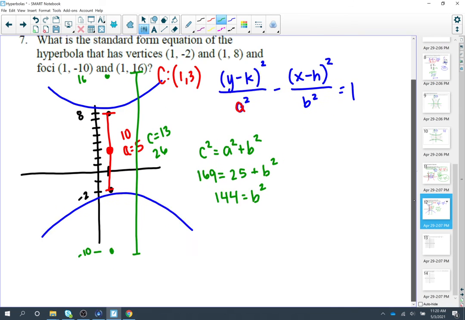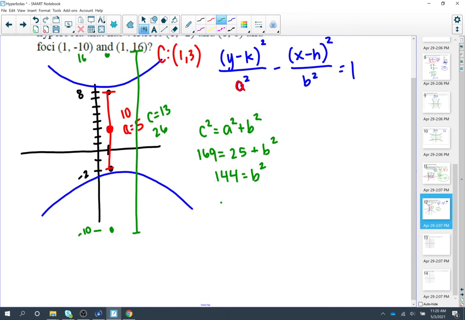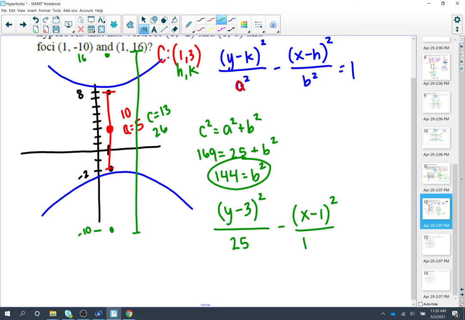So let's start filling in what we know. We have y minus k. Keep in mind, this is h, this is k, so we're going to do y minus 3, over a squared. a we said was 5, so a squared is 25. Minus x minus h, well, h is 1, over b squared, and b squared we found was 144, equals 1.